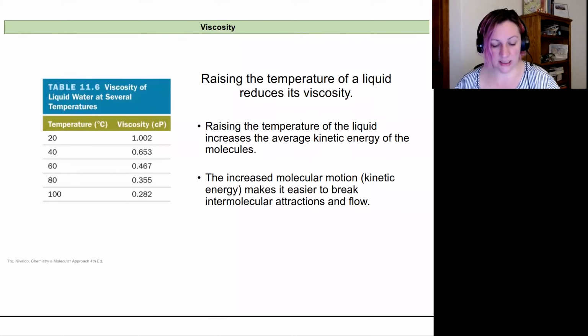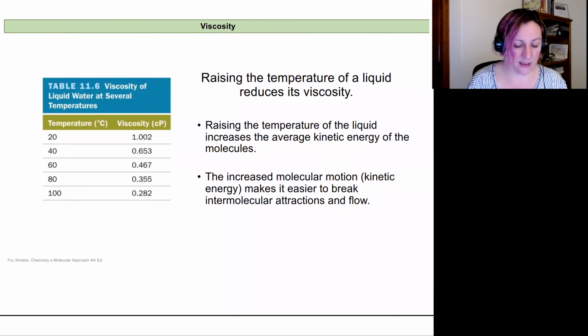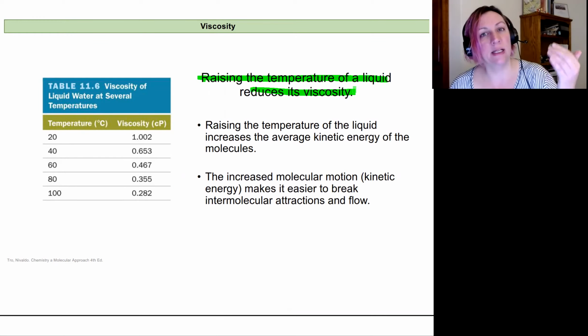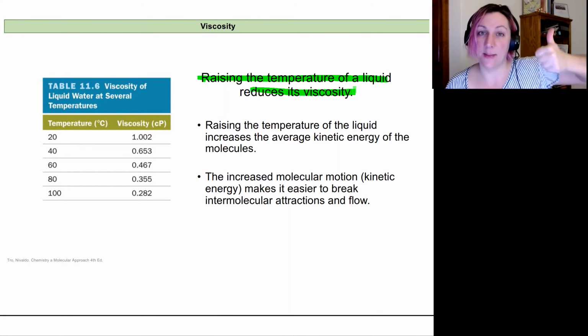We also see, similar to surface tension, that if we raise the temperature of a liquid, it will reduce its viscosity. We're inputting kinetic energy, or heat, into the system. And so these particles are going to have more kinetic energy, more ability to move. And so we see that viscosity decreases as temperature increases.